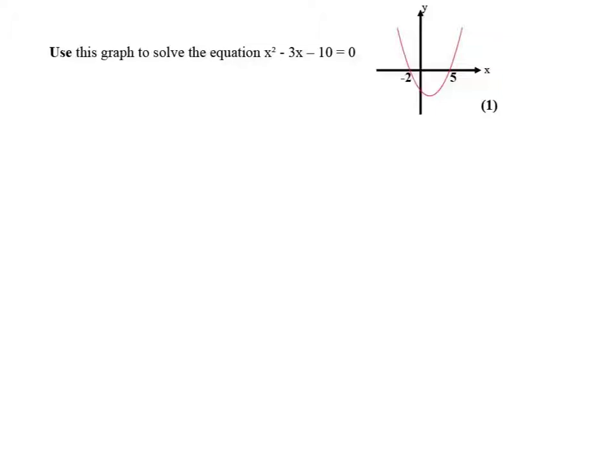Number 9, we're asked to use the graph to solve the equation. This means that we can't do any algebra. We need to just look at the graph, and we can see that the roots occur at x equals minus 2 and x equals 5. That's all we're being asked for there.